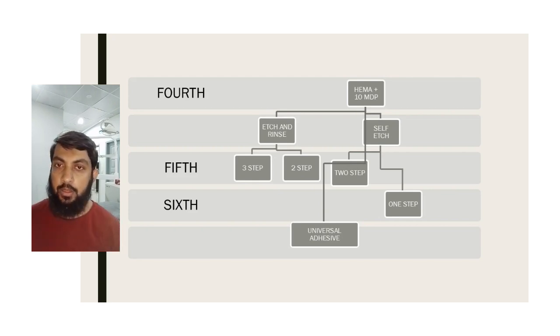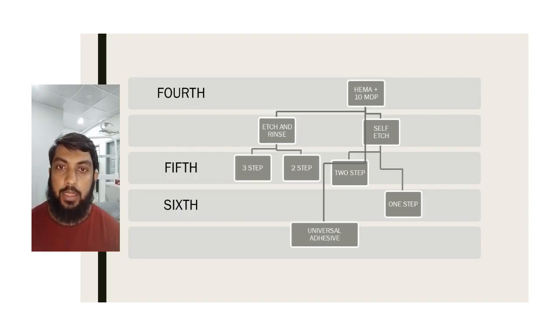In the fifth generation, there were two types of bonding agents, etch and rinse, and self etch. Etch and rinse first had three steps: etchant, then primer separately in a bottle, then a bonding agent. Then they simplified it. Etchant remained separate, primer and bonding agent in etch and rinse were combined, so it became two step. The self etch has gone much further. First there were two steps, then the etchant, primer and bonding in one bottle. Then they tried to further simplify it by using one step: etchant, primer, bonding, everything went into one bottle.